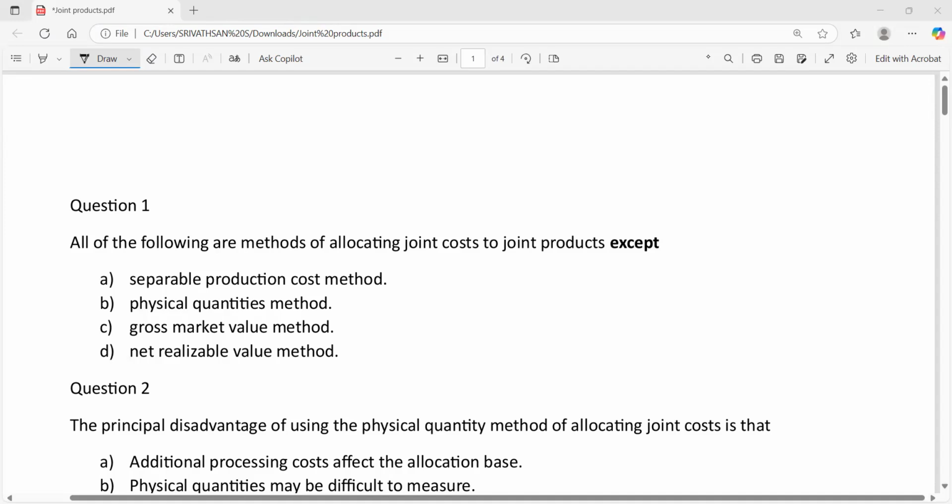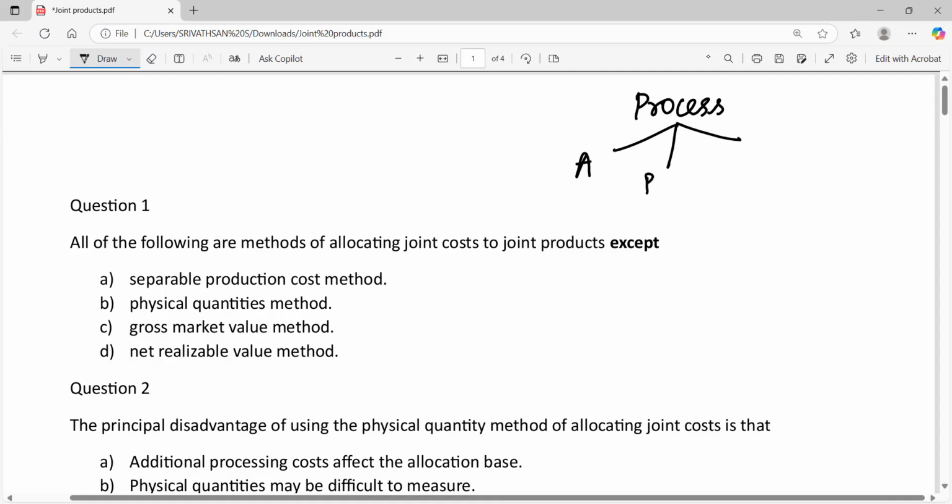For example, let's say we have a process, and as an output of this process, we get three products, product A, B, and C. And all the three products have significant sale price or significant market value. Then we call all the three products joint products. So joint products are those products that are produced from the same process and they have significant market value.